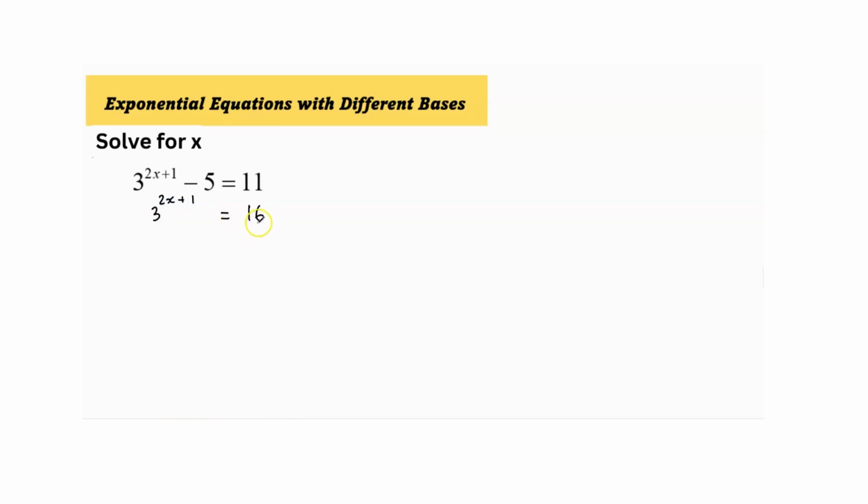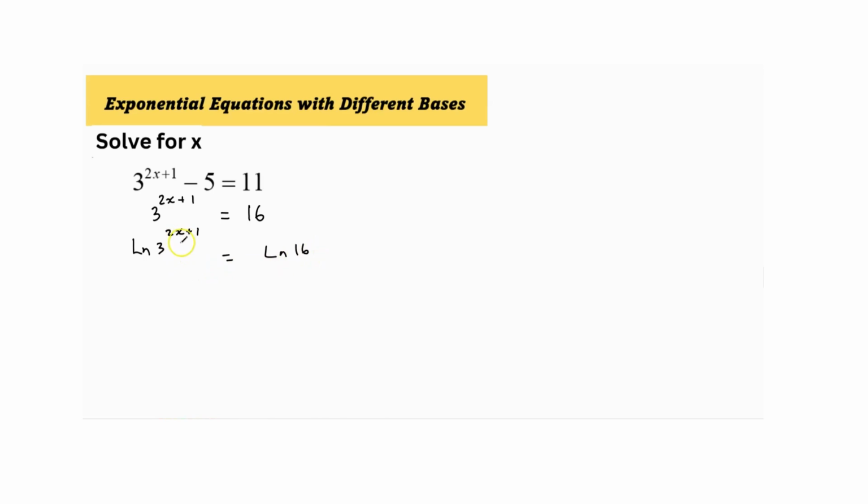16 cannot be expressed as a power of 3, therefore we take logs or ln of both sides. So let us take ln of both sides. So we have ln 3 to the 2x plus 1 equals ln 16.